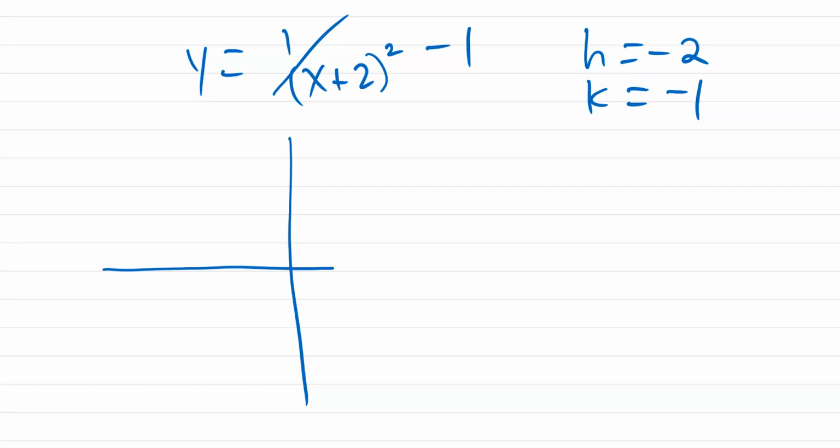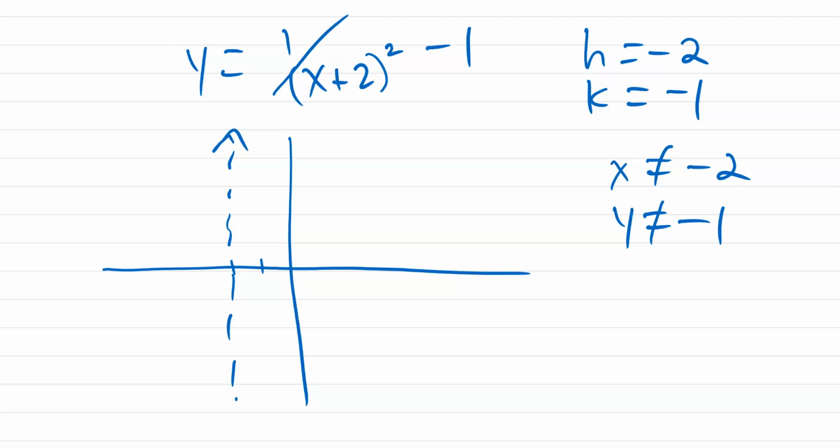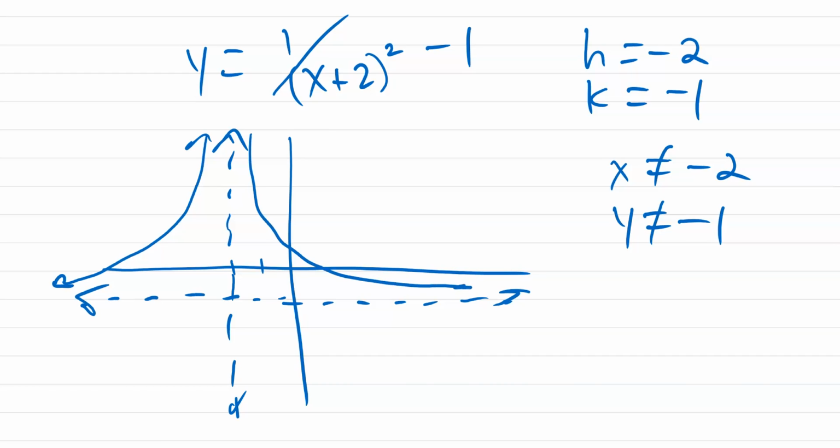So shift the x to negative 2. Shift the k to negative 1. x cannot be negative 2. y cannot be negative 1. The a is positive, so this will look just like its parent graph.